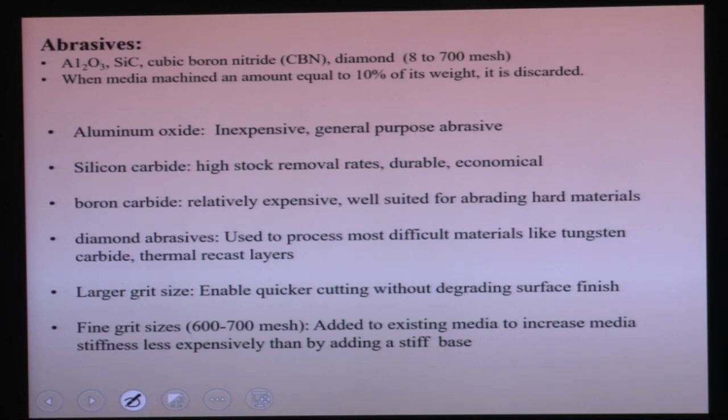Larger grit sizes enable quicker cutting without degrading the surface finish, and fine grit sizes of 600 to 700 mesh are added to existing media to increase the media stiffness less expensively than by adding a stiffer media. So for making the stiffest media, the concept is that the base viscoelastic media should be stiffer. But if you have the same media there, what you can do is add a higher concentration of these abrasive particles. In that case, it can be considered a stiffer media.